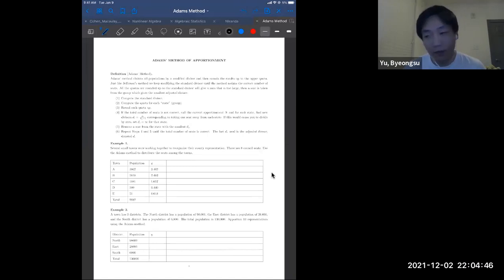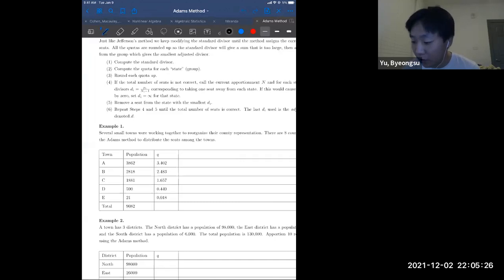In the Jefferson method, you round down the quotas, then you find a new divisor by dividing the population by the apportioned seats plus 1. But in the Adams method, you round up all the quotas, then find a new divisor using the population divided by the apportioned seats minus 1. So that's the only difference. Let's work through example 1 together.